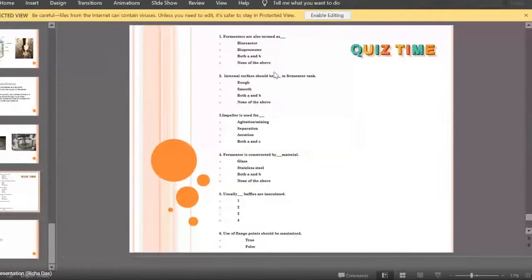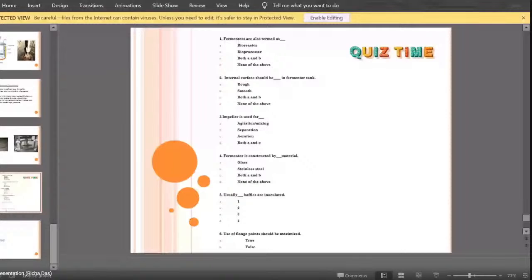And the last question is use of flange points, that is, flange points are screws. So use of screws should be maximized. Answer options are true or false. Okay, I have one answer here, true. Flange points would mean screws.